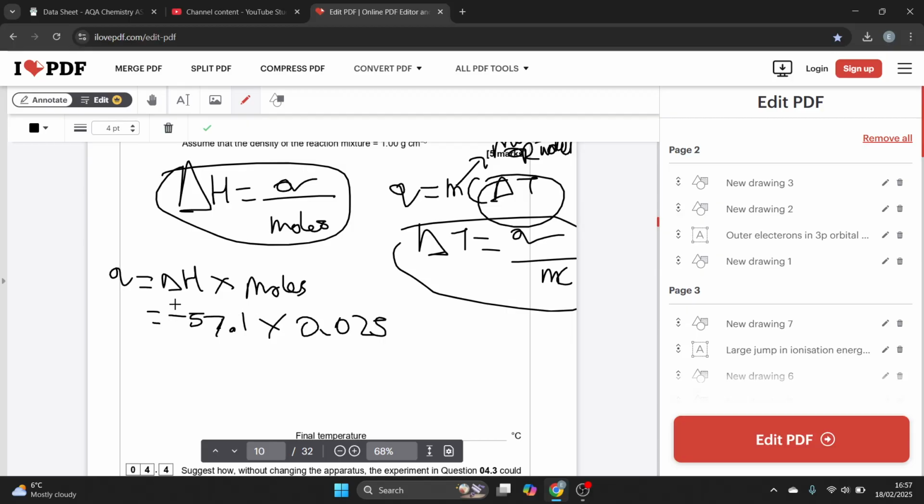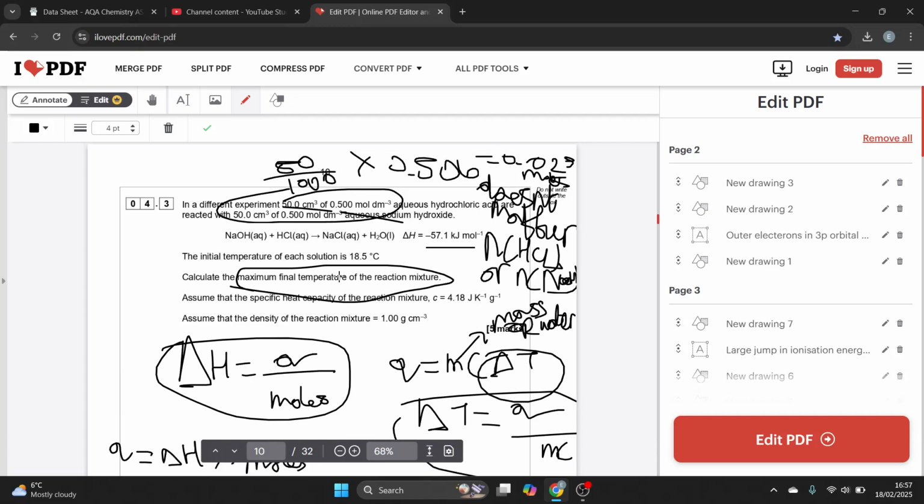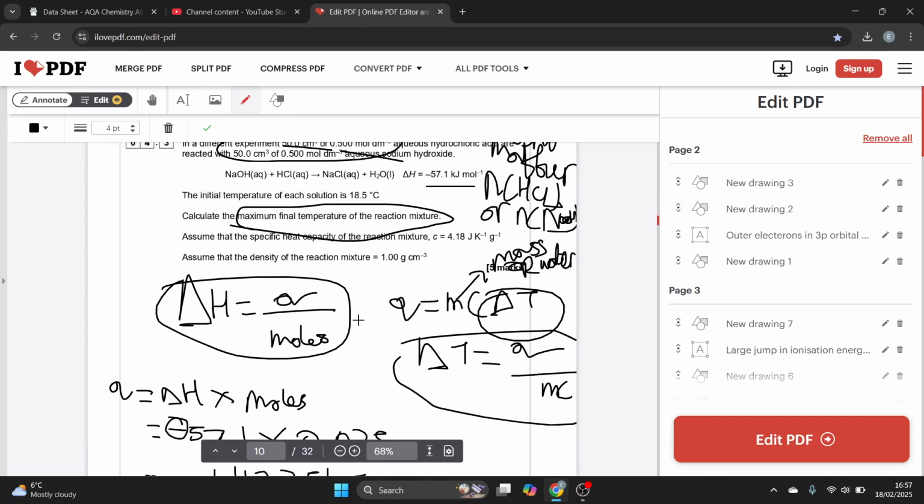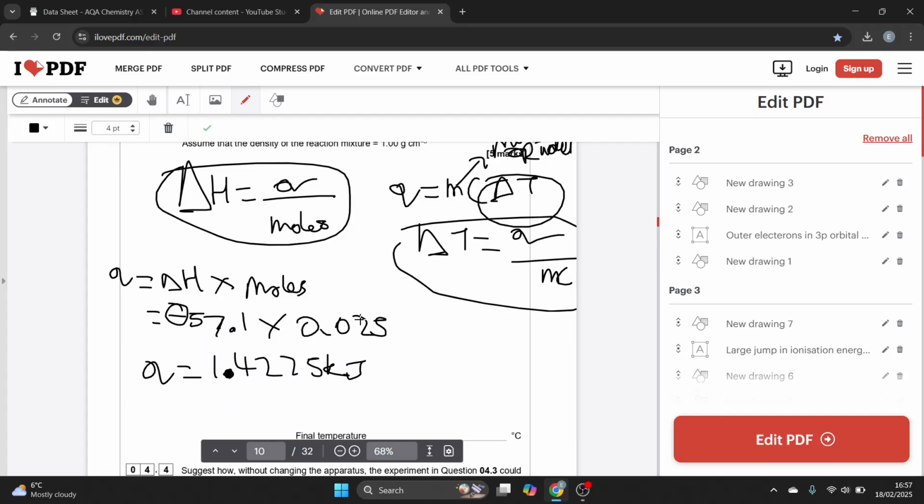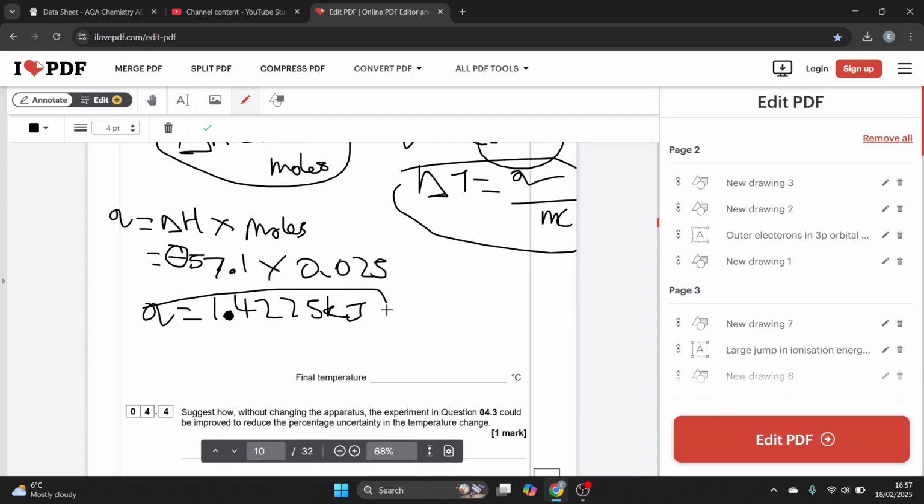But this minus sign just tells me it's exothermic, so I don't include it in my calculations. So I get Q equals 1.4275 kilojoules. I don't include the negative sign because that's not going to do anything, because I'm not going to have a negative temperature. I want to try for maximum final temperature. So then I'm going to use delta T is Q, which I just worked out, over MC.